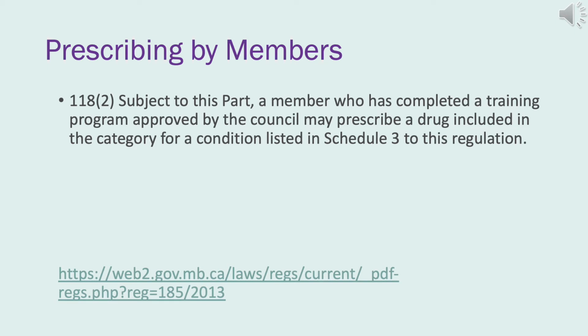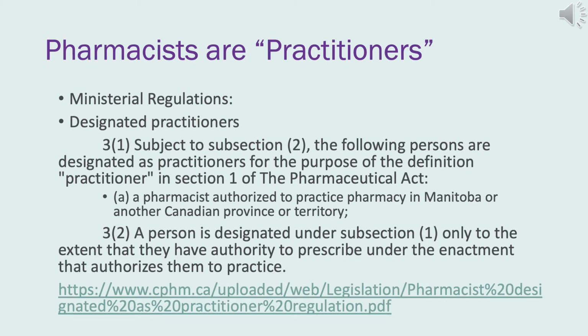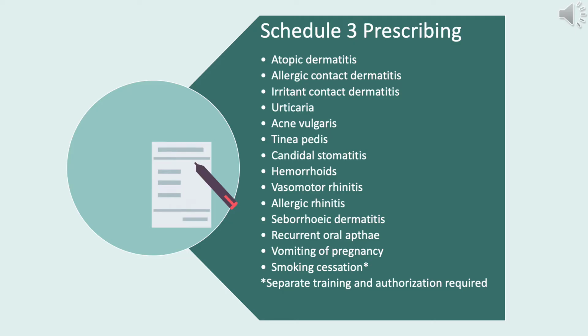After completing all prerequisites, including this training presentation, and receiving the appropriate approvals from the college, you will also be able to prescribe under subsection 118(2), which allows pharmacists to prescribe a drug included in the category for a condition listed in Schedule 3 to this regulation. The Pharmaceutical General Matters Regulation to the Pharmaceutical Act designates pharmacists as practitioners, which allows pharmacists to prescribe Schedule 3 medications.